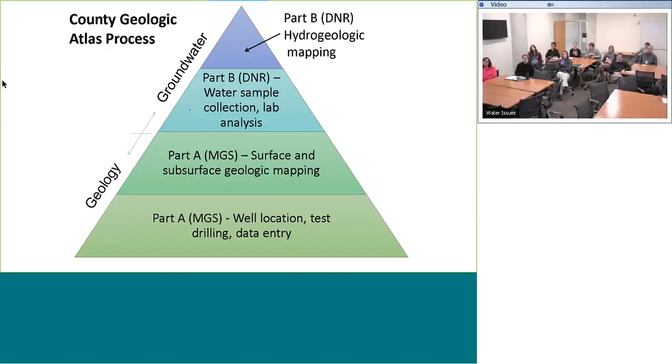And then the top portion of the pyramid is what we do at the DNR, the Part B. We're looking at what the hydrogeology is in those geologic layers, and in order to confirm some of the maps that we end up making, we actually do water sampling and collection and lab analysis to get an idea of what the water chemistry is like.